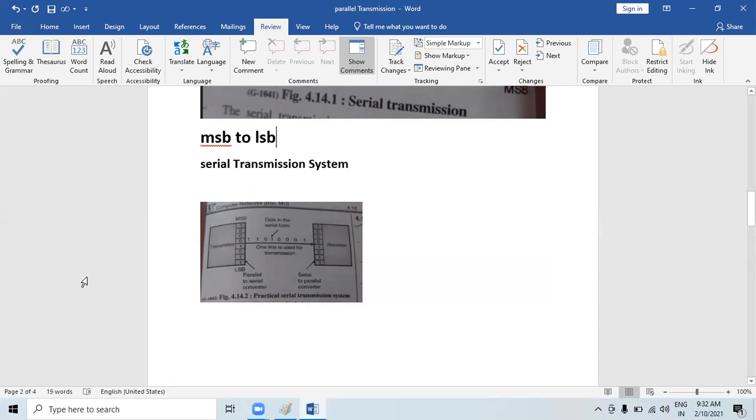So this is a diagram of a practical serial transmission. Here both the receiver and transmitter are computers. Data in the serial form, and here this is the parallel. This is the MSB and LSB, most to least significant bit. Parallel to serial conversion and serial to parallel conversion is required for this purpose.